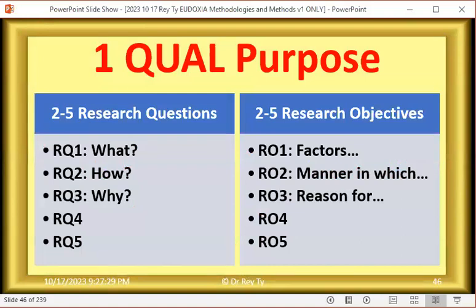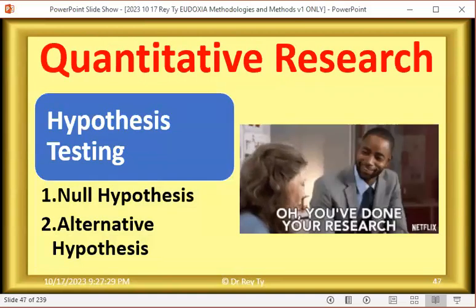And research purpose, usually for qualitative research, you have one general research purpose and maybe minimal of 2 research questions, and they must correspond to 2 research objectives. What are the factors? How do people, the manners in which? They should correspond one-to-one. And why do people, then give the reasons for which this thing happened. So the 3 of these go together: purpose, research question, and objective. But in quantitative research, those are optional.